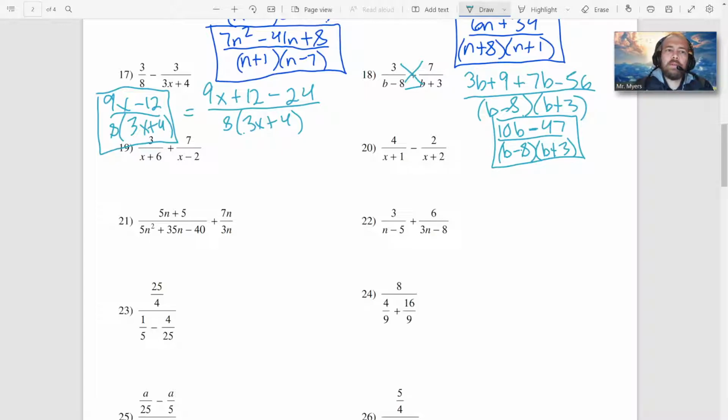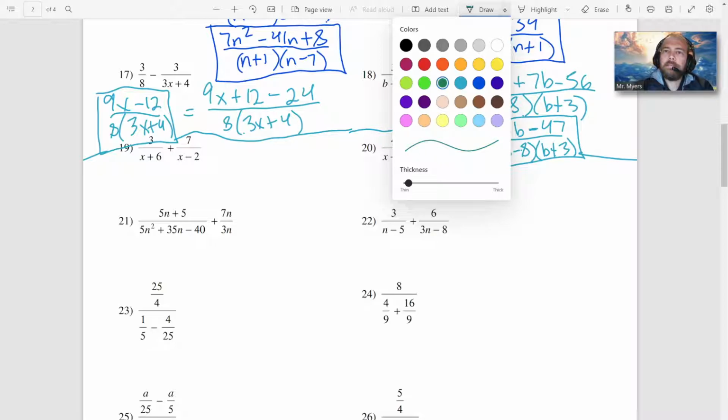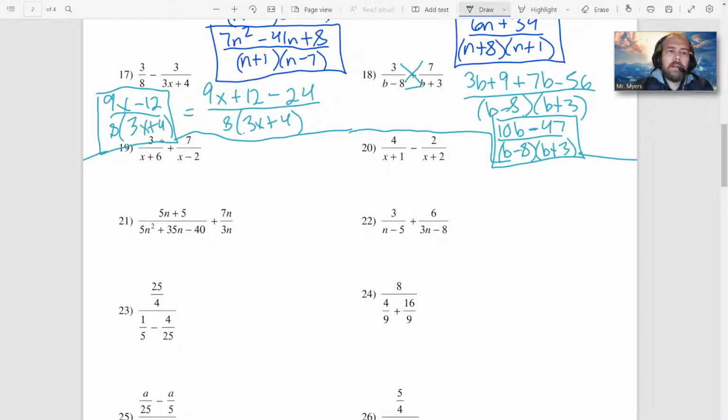We bled over a little bit into 19 here, and 20. But you know what? That's what these little bars are for right here. Make a little dividing line there. All right, again with the denominators, they're different, so we just crisscross applesauce. That's going to be 3x minus 6 plus 7x plus 42. And let's go ahead and combine those. That's going to be 10x, and that's going to be plus 36 over x plus 6 and x minus 2.